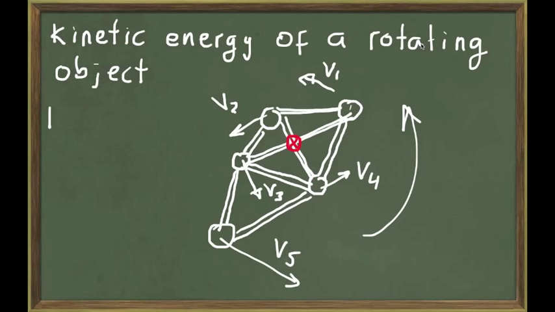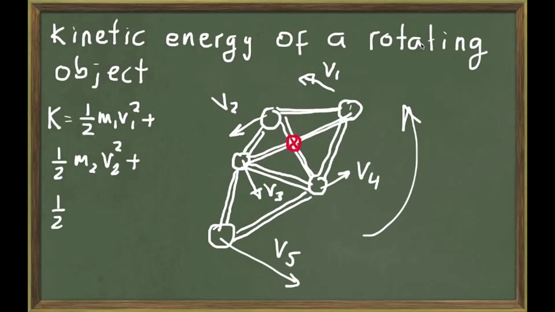So the total amount of kinetic energy of this object is going to be equal to the sum of the kinetic energy of each of its parts. So it's going to be 1/2 of mass 1 times its velocity squared plus 1/2 of mass 2 times its velocity squared plus 1/2 of mass 3 times its velocity squared, and so forth and so on, as many masses as you have in this object. So that's the total kinetic energy.